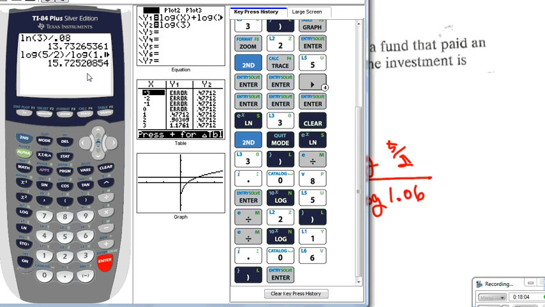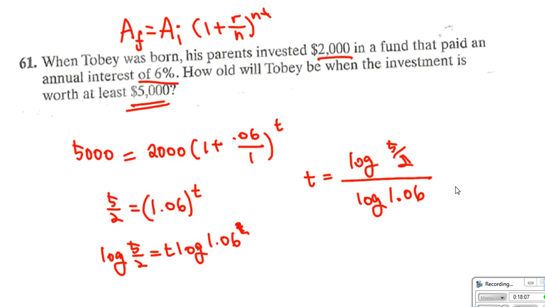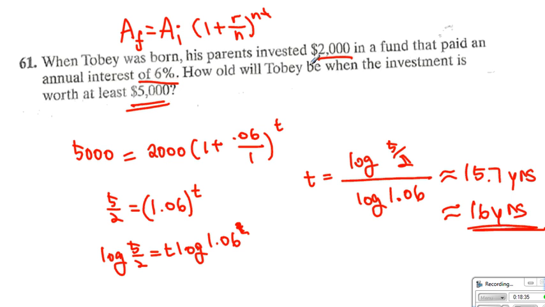So the answer becomes 15.7. So we get to realize 15.7 years. That means, if the question is not clear, we can rewrite this one as about 16 years. Then we get to realize the investment will be at least $5,000.